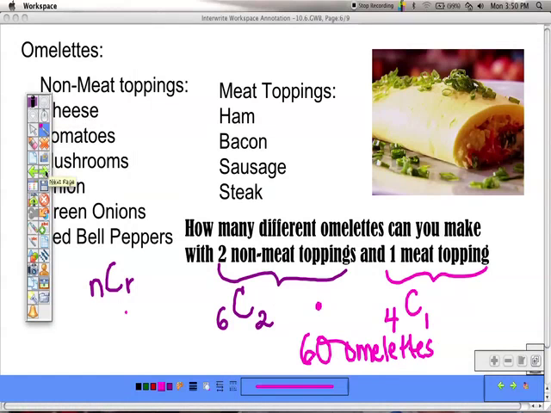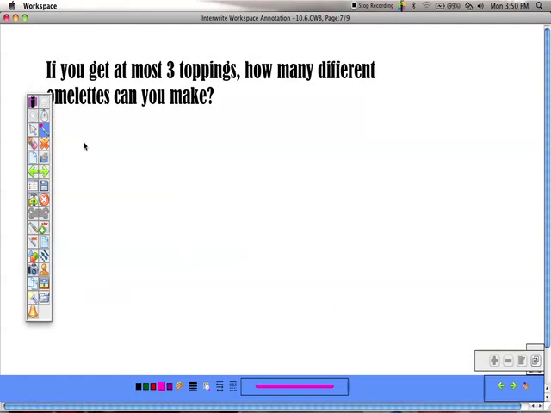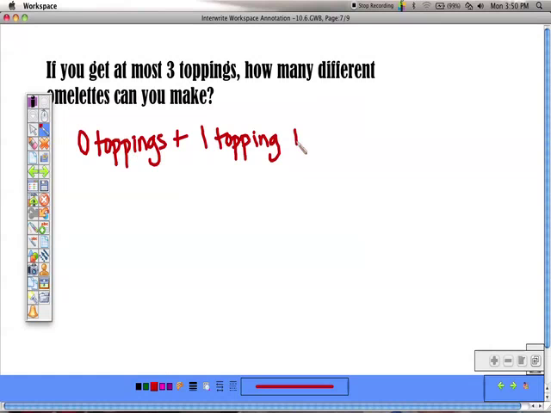Let's do another example. If you can get at most 3 toppings, how many different omelets can you make? Okay, so if you can get at most 3 toppings, you can make an omelet with 0 toppings, plus you want to add the ones with 1 topping, plus you want to add the ones with 2 toppings, plus you want to add the omelets with 3 toppings.